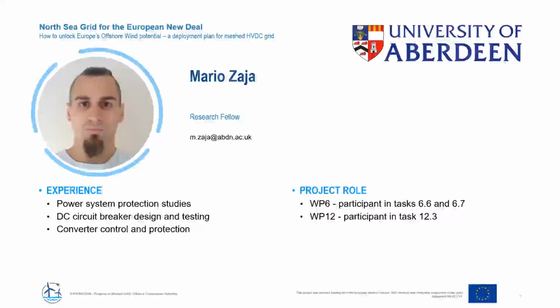My name is Mario Zaja and I'm a research fellow at the University of Aberdeen. In the promotion project I contributed to work packages 6 and 12. My focus was on DC grid protection, namely DC circuit breaker design and modeling, as well as grid level protection studies where those same DC circuit breakers were utilized.